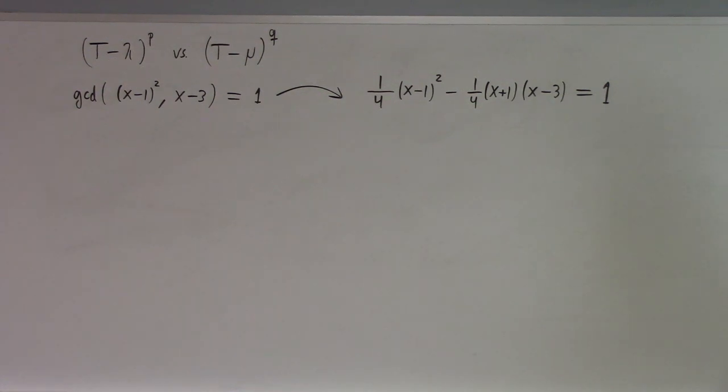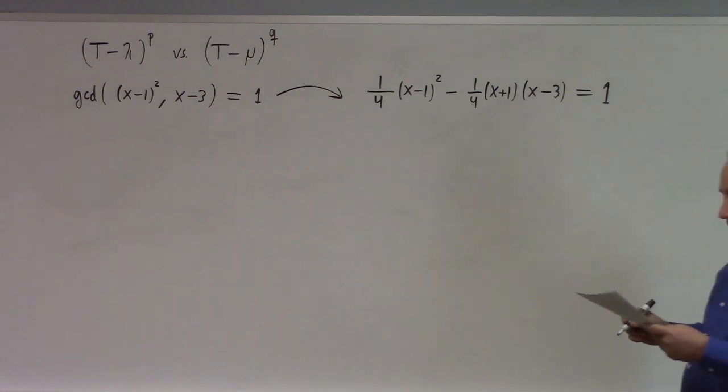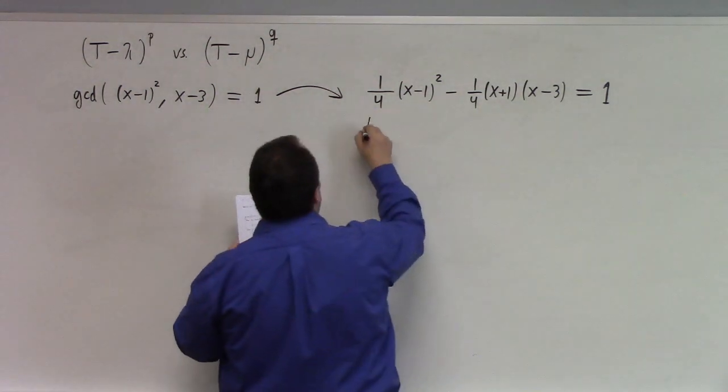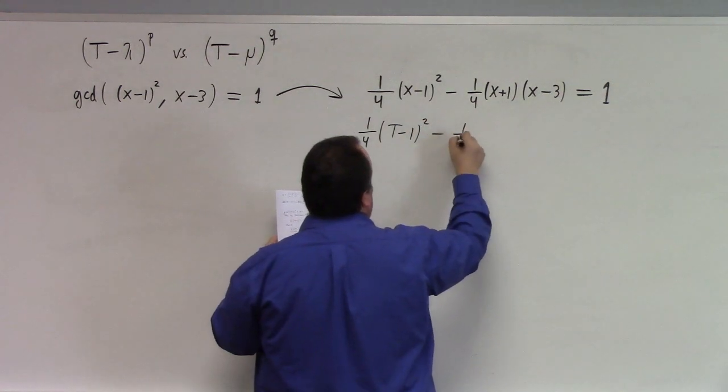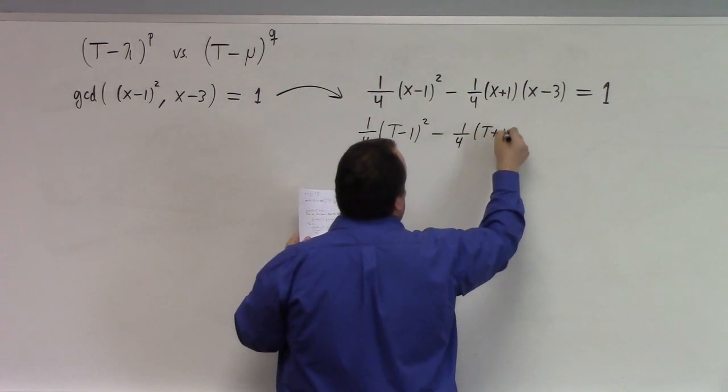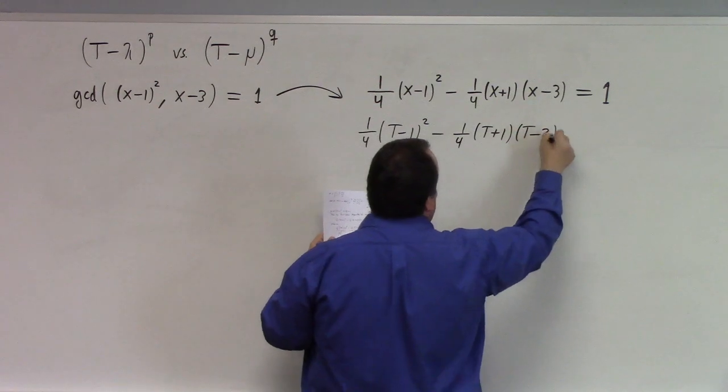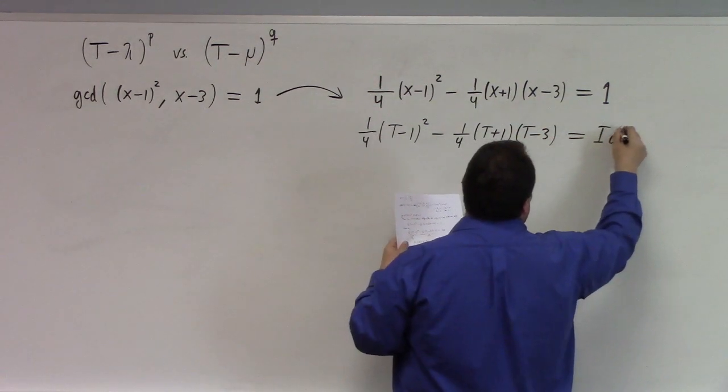So if that's true, what does this matter? Every polynomial identity corresponds to a corresponding identity for your operator. I can evaluate this on T. It tells me that 1/4 (T minus 1) squared minus 1/4 (T plus 1) times (T minus 3) is equal to the identity.